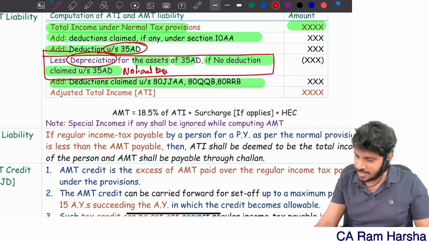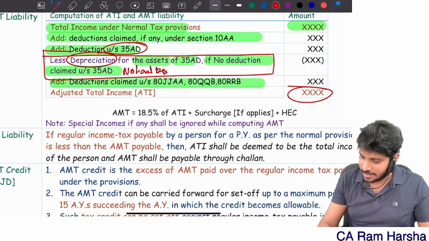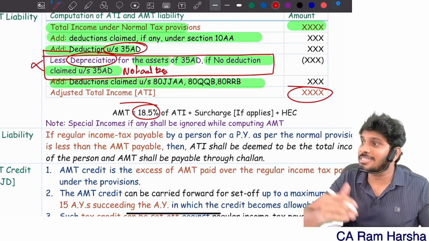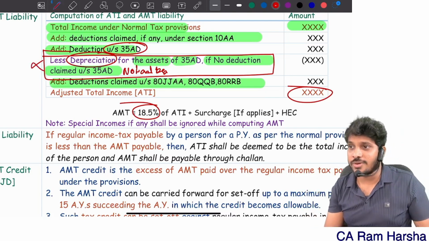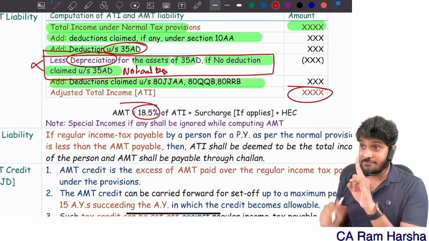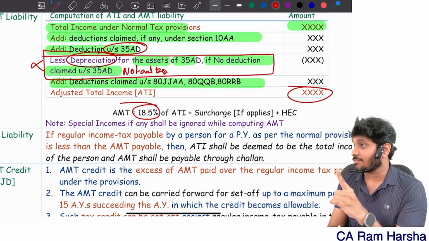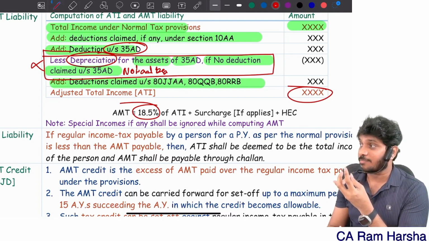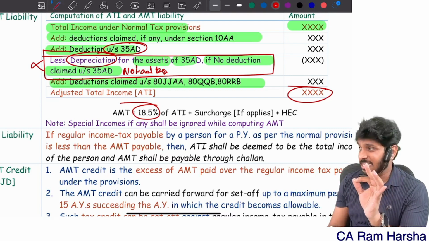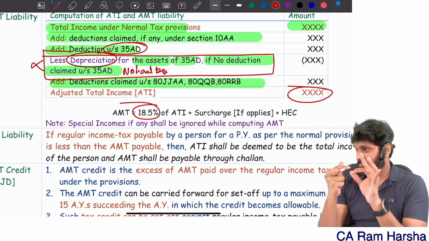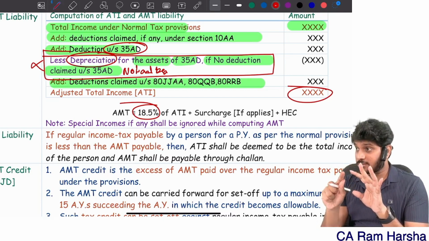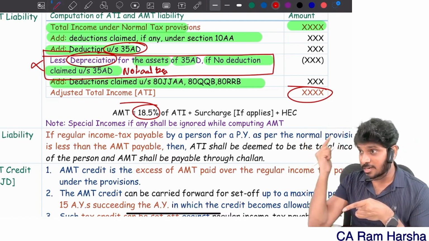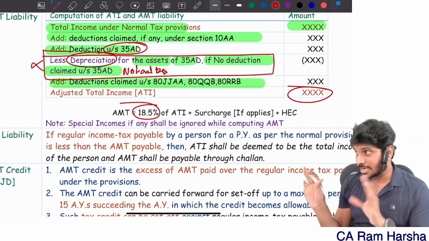They will add back 35AD, compute the adjusted total income very fast, and pay 18.5%. The entire answer is wrong. They forgot to reduce depreciation. Are you getting the point? If you claim the 35AD deduction, remember this logic will not apply for the 10AA deduction, 80JJAA, 80QQB, 80RRB. If the assessee claimed the 35AD deduction, add it back. When you are calculating adjusted total income, also reduce depreciation on the same capital expenditure. Buildings 10%, plant and machinery 15%, computers 40%, like that. Calculate depreciation.